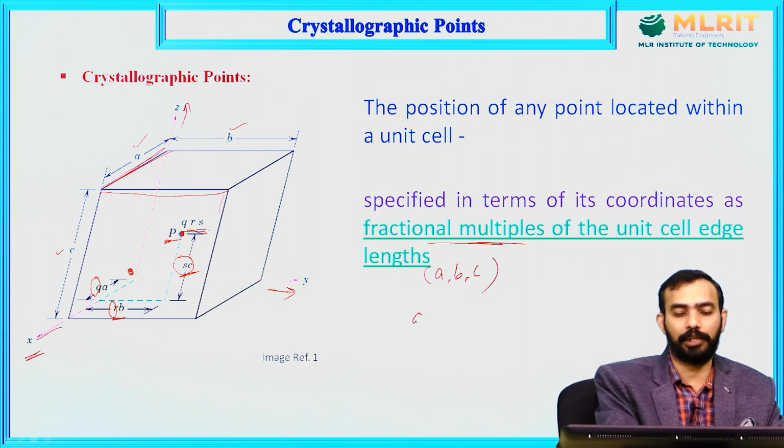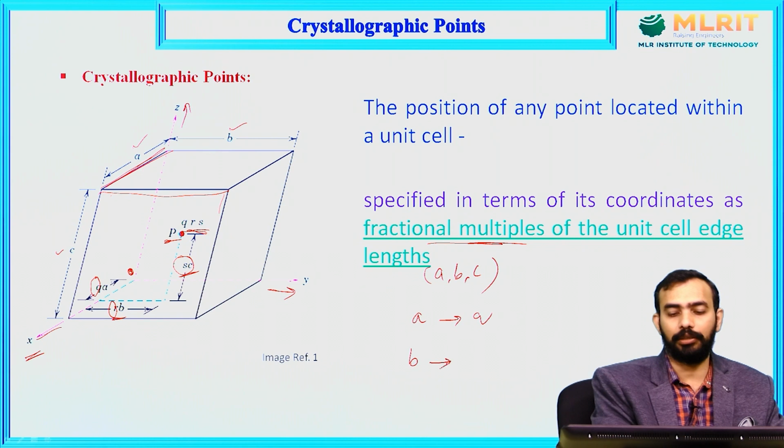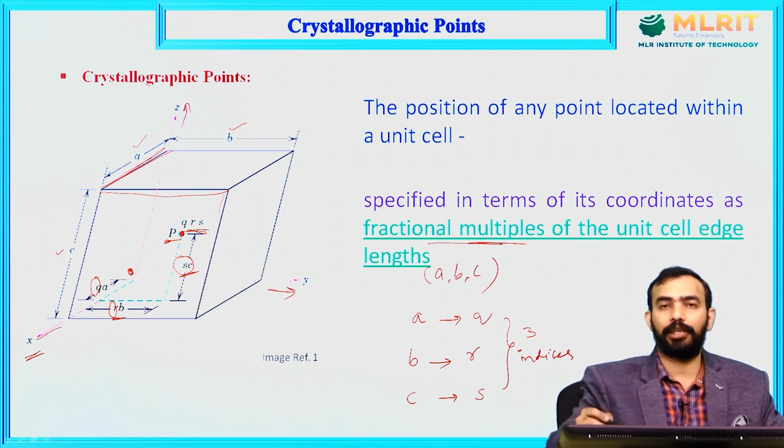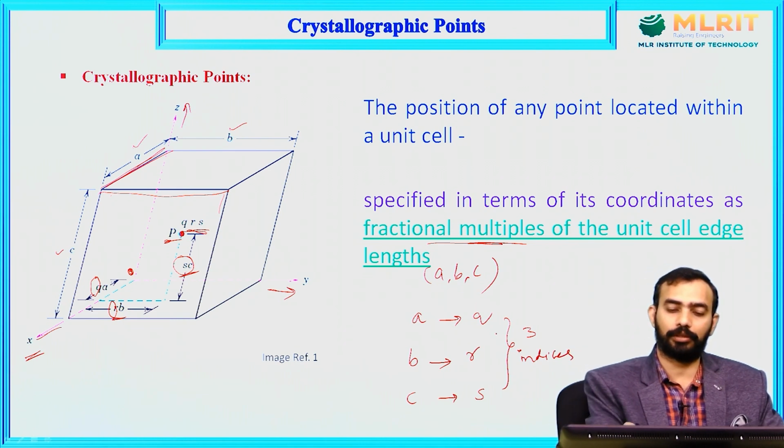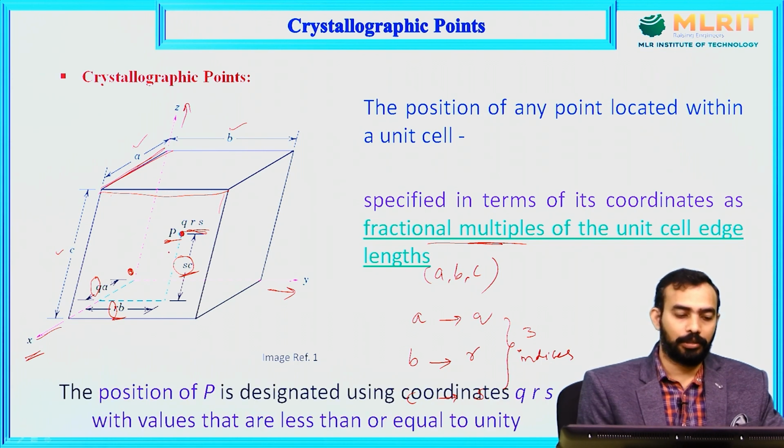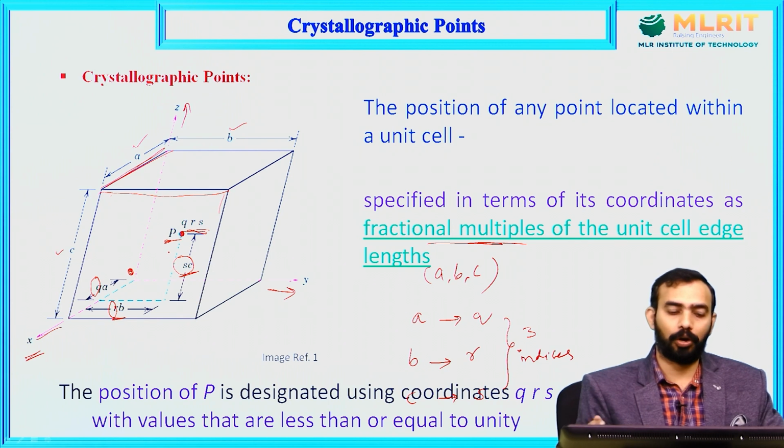So in the edge length A, that is Q, and in the edge length B, that is R, and in the edge length C, we have S. These are the three indices for locating a particular point. Based on these three fractional multiples of unit cell edge lengths, we specify a particular point within the unit cell. So the position of P is designated using the coordinates Q, R, S, with values that are less than or equal to unity, right?